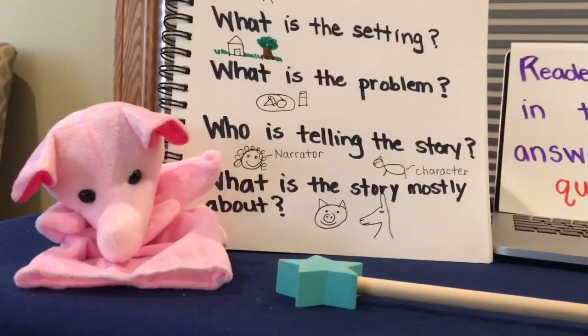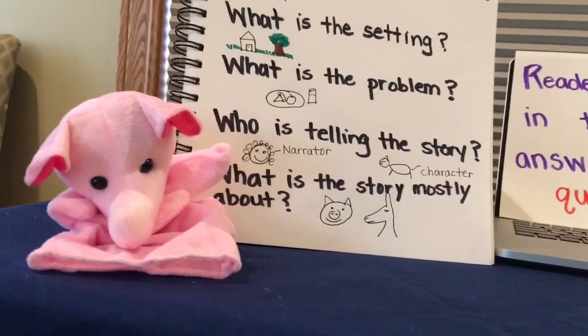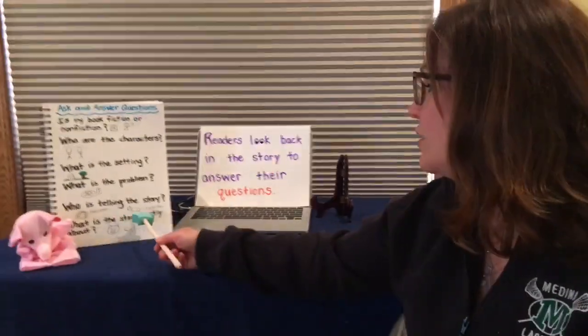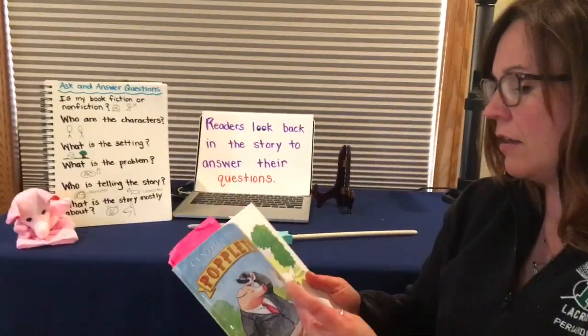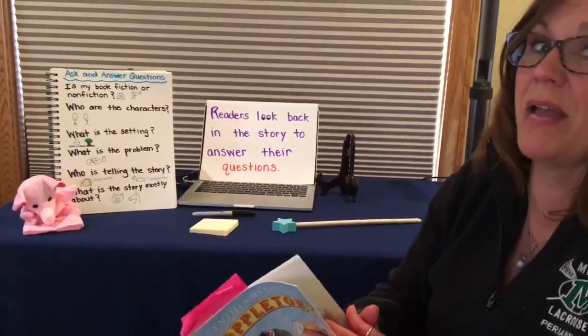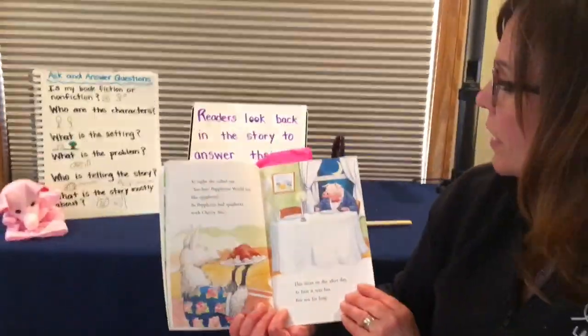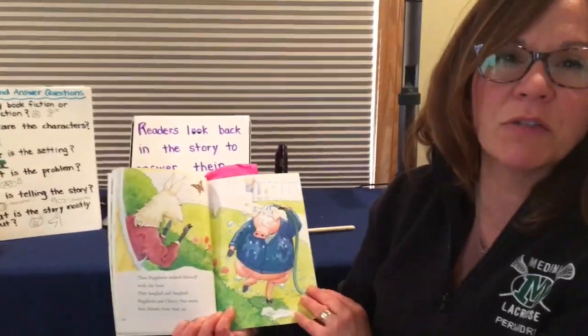The last question I'm going to ask is, what is the story mostly about? What was that story mostly about? So we know that it was about Poppleton. And if I look back in the book, because readers need to look back sometimes to answer their questions, I remember this other character. Oh, that's right, Cherry Sue. So the story was really about Poppleton and Cherry Sue and how they became best friends from that point on. And they laughed and laughed, right? That was really at the end.